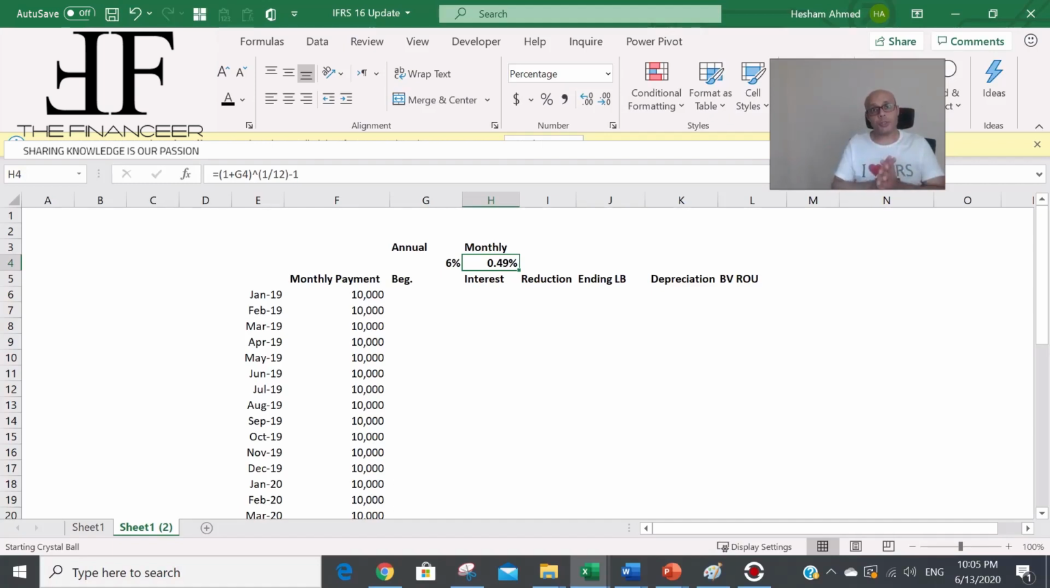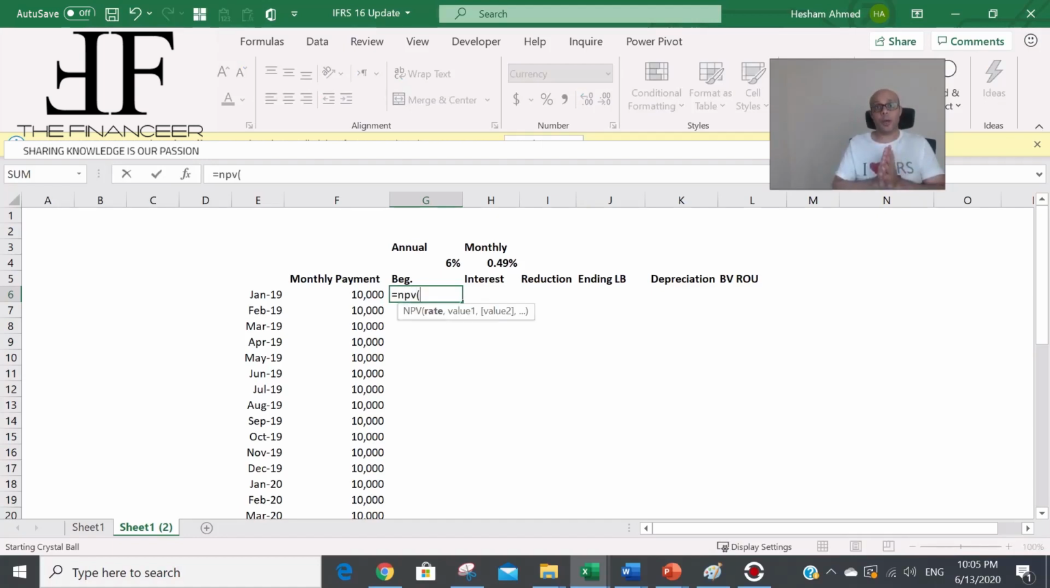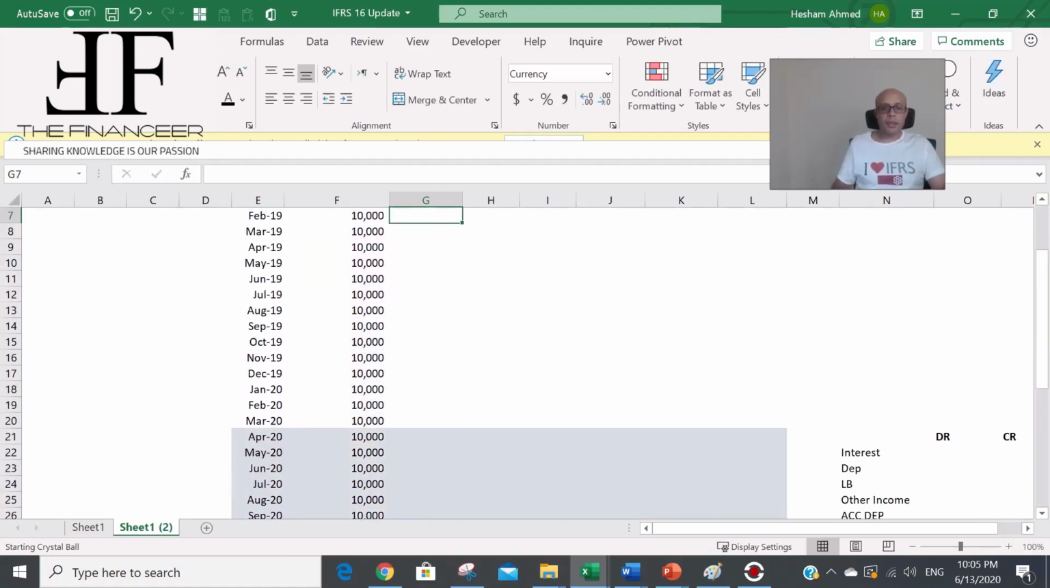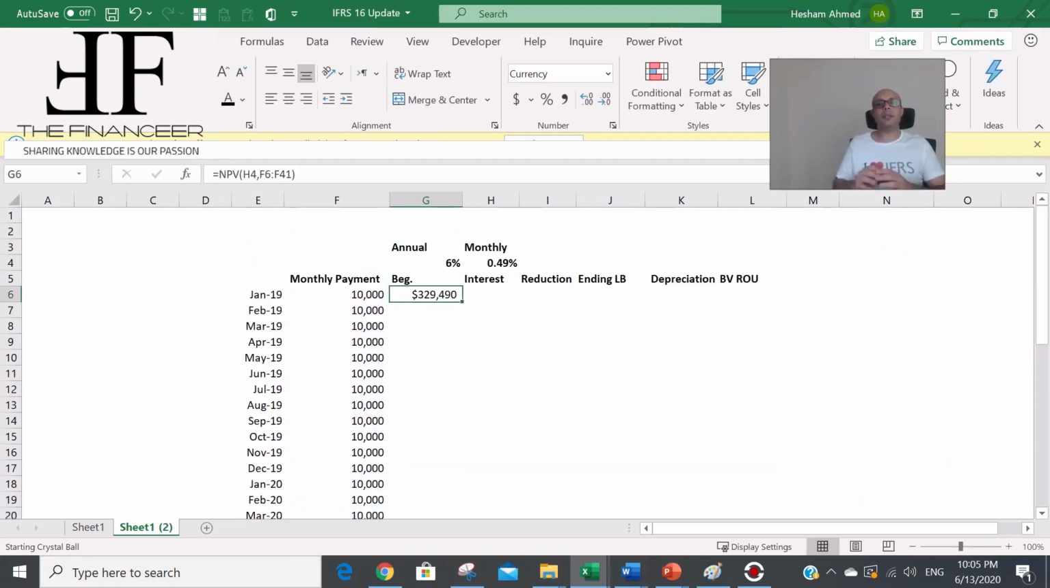Then you are now ready to use this monthly discount rate in the discounting process. In order to calculate the beginning balance of the lease liability of this lease contract, we are going to use the net present value function. So we are going to say NPV. What is the rate here? We are going to use the monthly rate. And where are your payments? These are my payments, so I am going to select them and then enter. This will be the present value of my lease liability on the first day of the lease contract. So this is the beginning balance of the lease liability.